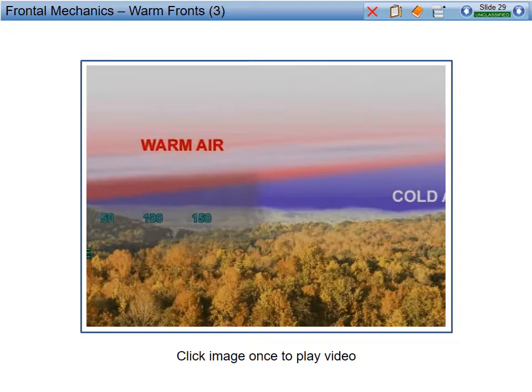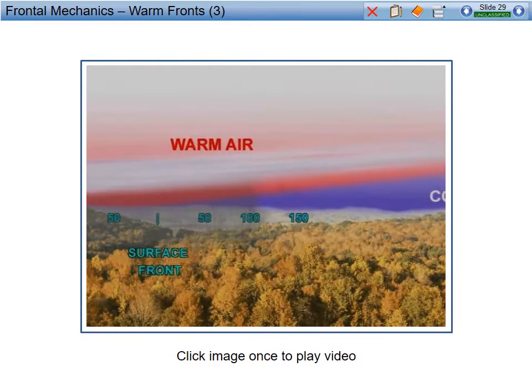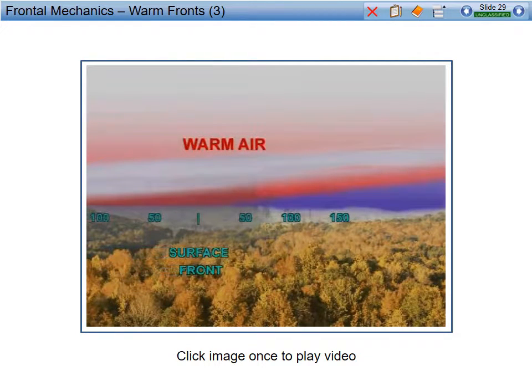Here's a video depicting how that looks. You can see the stratiform type clouds, generally overcast, widespread, and steady precipitation associated with that large frontal zone of weather.